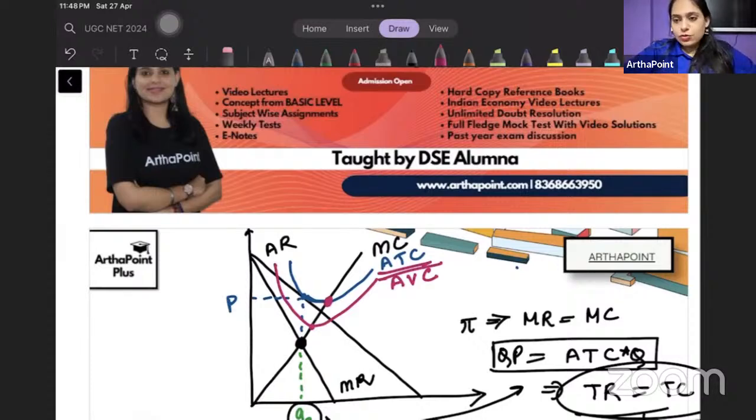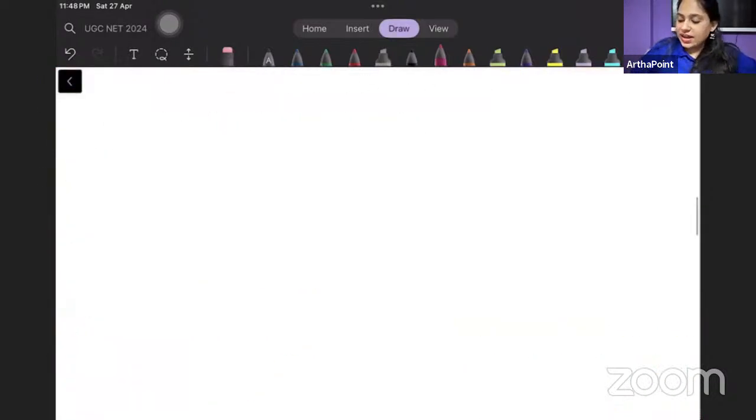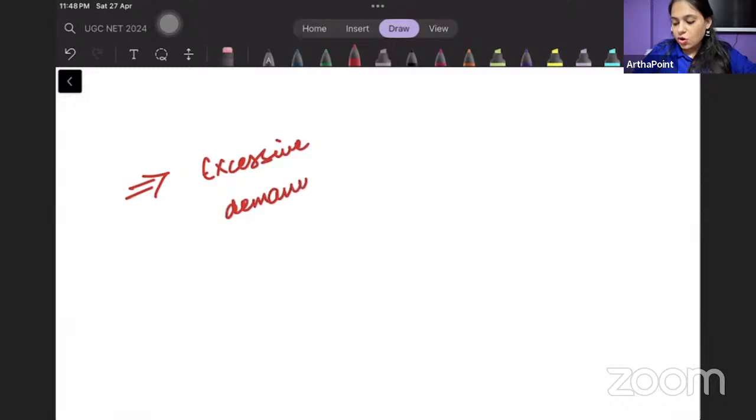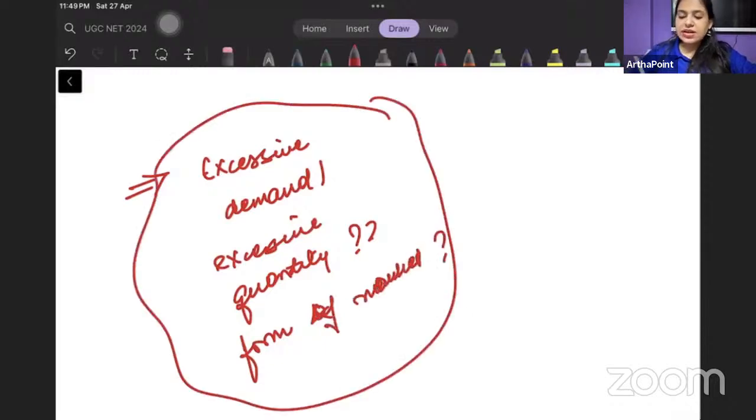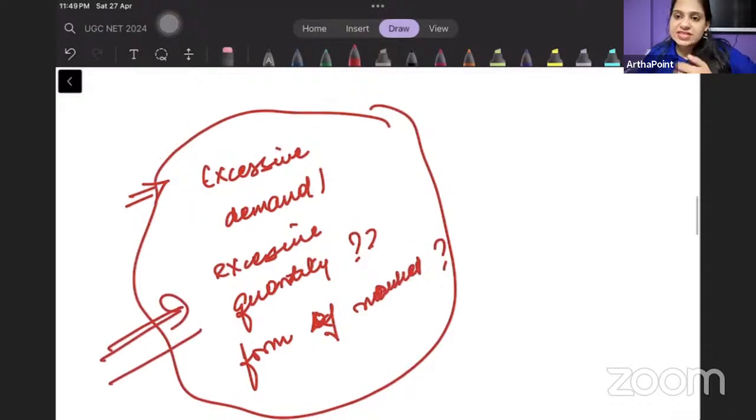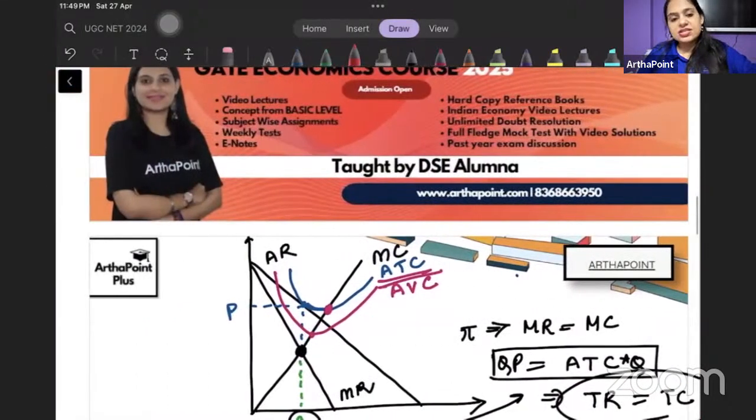Here, I want to give you something as homework. सब लोग सोच के एक बारी देखेंगे. Can you go ahead and tell me the concept of excessive demand or excessive quantity, and in which form of market it exists and why? ये आपको खुद बताना है. सोचो एक बारी कि excessive quantity या excessive demand कुछ होता है क्या, और if it exists तो कौन सा form of market में it exists. You need to go ahead and tell me that.